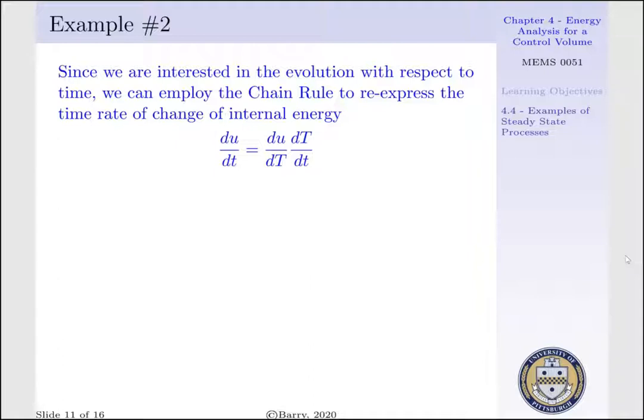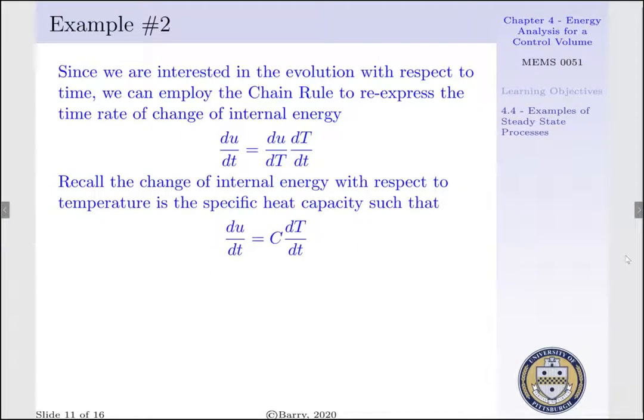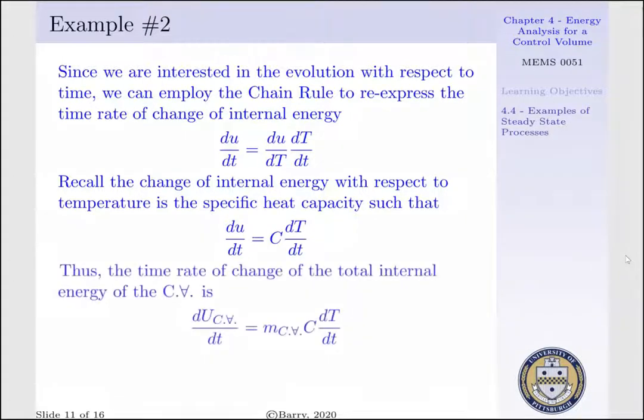du/dt would be equal to the derivative of our specific internal energy with respect to temperature times the derivative of temperature with respect to time. In doing so, we recognize that du/dT within our system would simply be the definition of our specific heat. Thus, we can express the time rate of change of our specific internal energy as our specific heat times the time rate of change of temperature. Thus, the time rate of change of the total internal energy within our control volume is simply equal to the mass of our control volume times the specific heat of our fluid times the time rate of change of temperature.